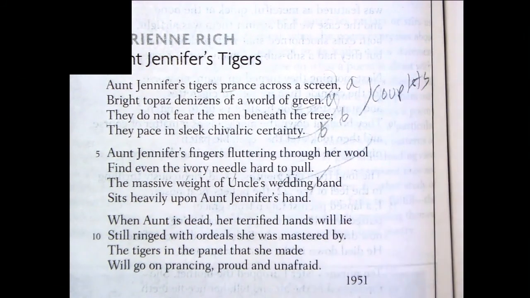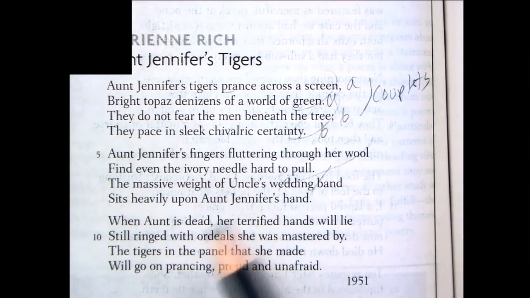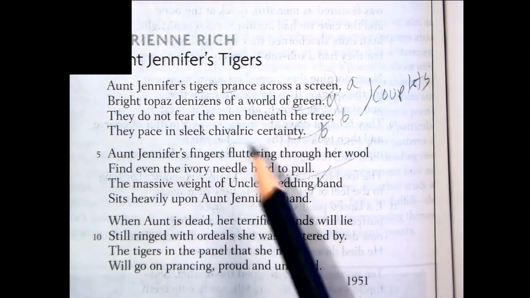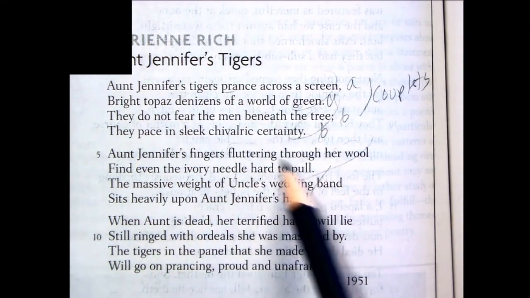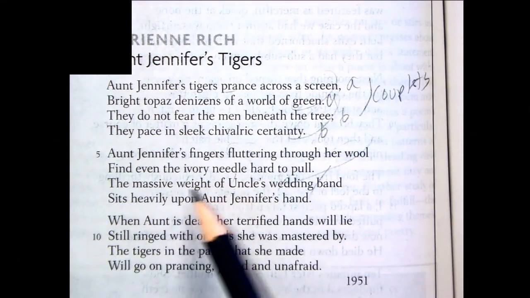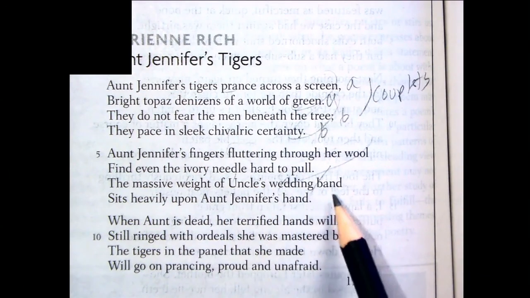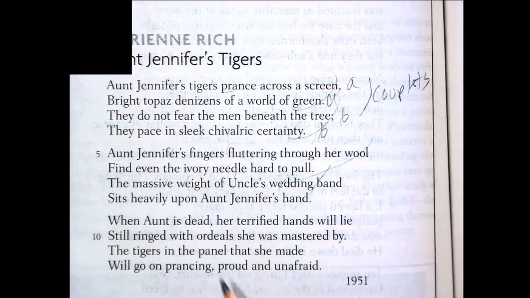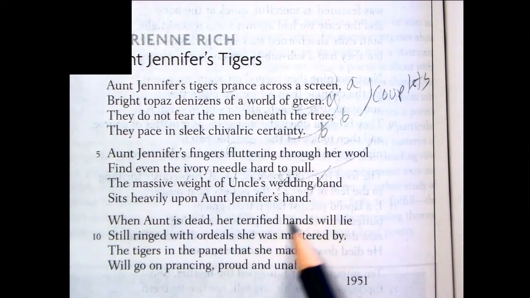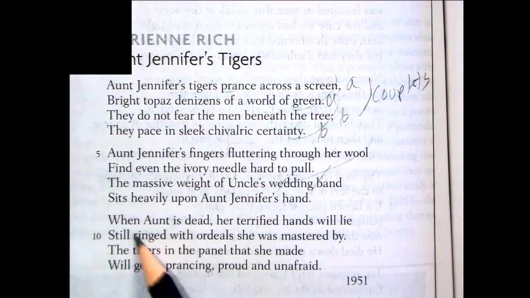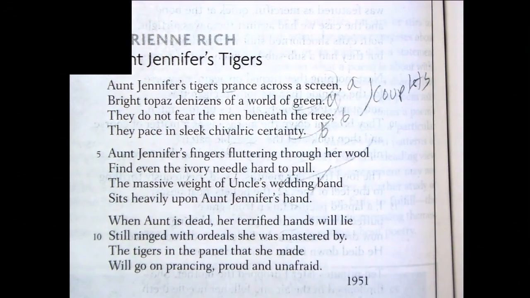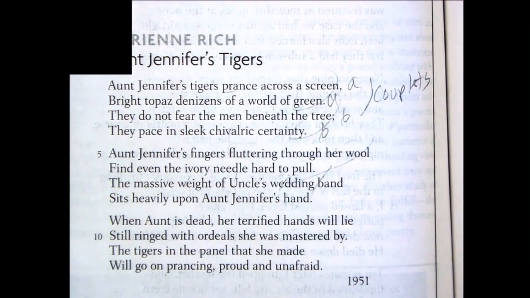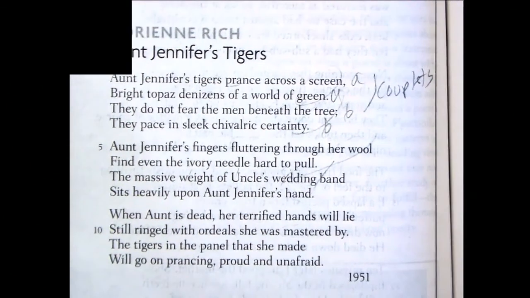And contrast that with the words that describe Aunt Jennifer. Fluttering fingers. She finds the needle hard to pull. The massive weight of her husband's wedding band sits heavily. Her terrified hands, ringed with ordeal, she was mastered by. She is someone who's mastered by someone or something.